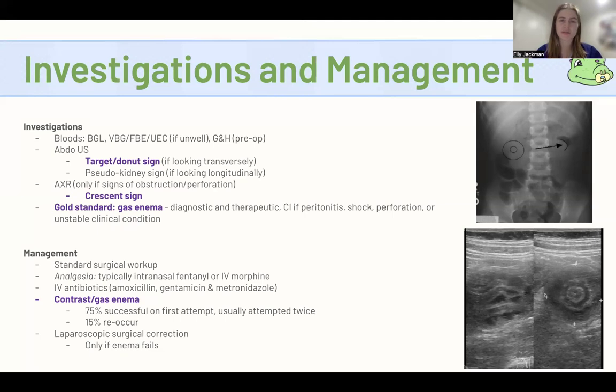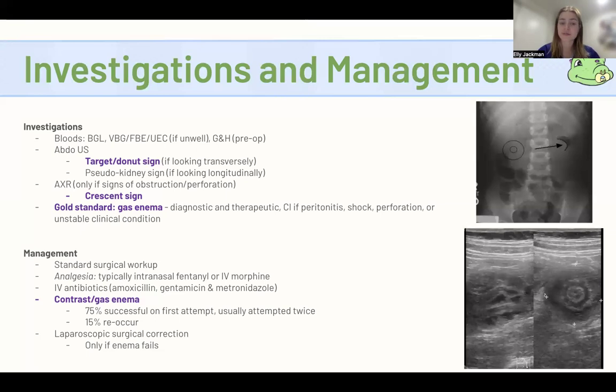Abdominal X-ray will only really be done if there are signs of obstruction or perforation, and on abdo X-ray there'll be what's known as a crescent sign, which is shown here. A gas or contrast enema is both diagnostic and therapeutic. It is contraindicated if the child is peritonitic, is shocked, if there's any sign of perforation, or if there's an unstable clinical condition. It does carry a small risk of bowel perforation and bacteremia, but is most of the time successful in the first attempt. It's usually attempted twice. And then laparoscopic surgical correction is only really done if this enema fails.